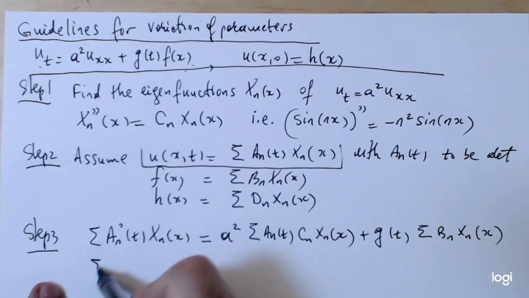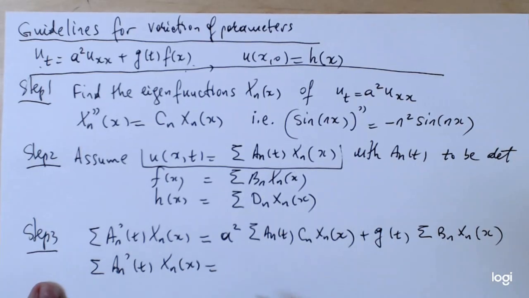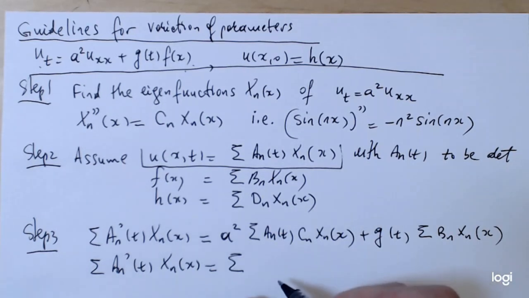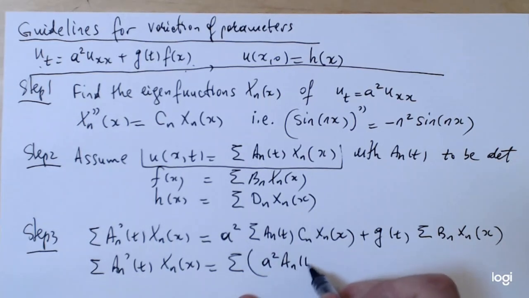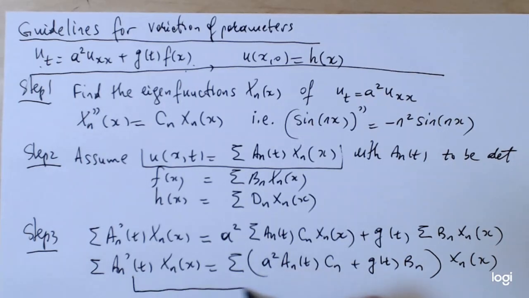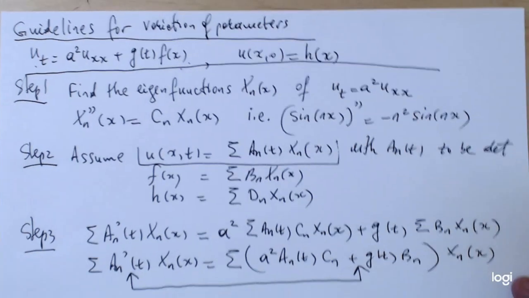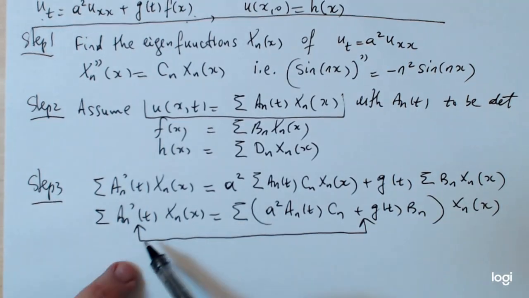So as in the example done before, if you combine everything on the right-hand side, you should end up with a summation of the same eigenfunctions. Which will allow you to extract the ODE that provides you a way to solve for an of t. We're going to do that immediately.